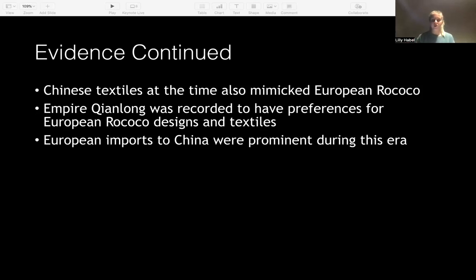So this is some more evidence that Chan includes in her article. Chinese textiles at the time also mimicked the European Rococo, and it is documented that Emperor Qianlong had strong preferences for European Rococo designs and textiles. This was something that he sought out and he had a preference for. And during that time, what the emperor had a preference for was really the dominant culture. European imports to China were also very prominent, as Chan mentioned. So it would make sense that a lot of these textiles were imported to China. Therefore, the Chinese potters and the emperor were able to draw inspiration from them.